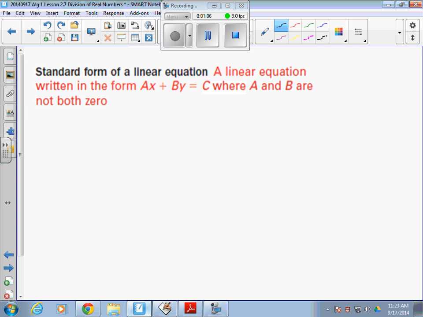Standard form is written as ax plus by equals c. Now this is talking about linear equations, ax plus by equals c. When we start graphing quadratic equations, which will come up very shortly, your standard form will be ax squared plus bx plus c equals what it is. But again, I'll show you that when we get there.